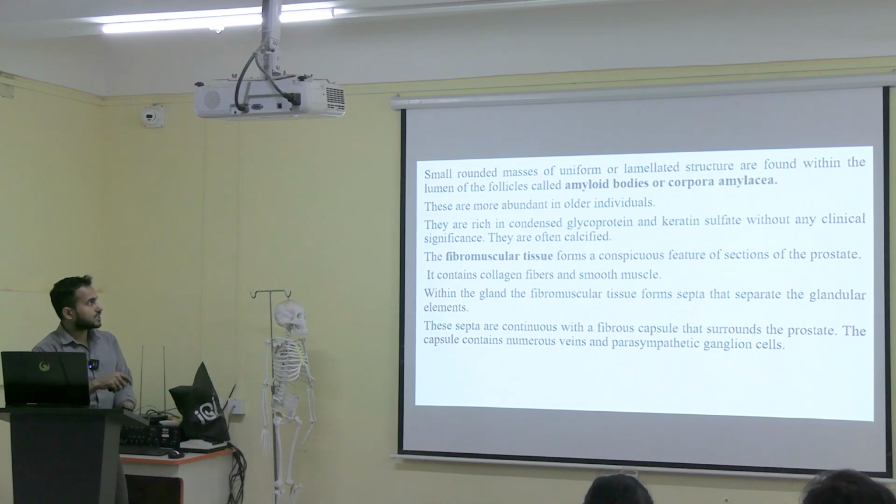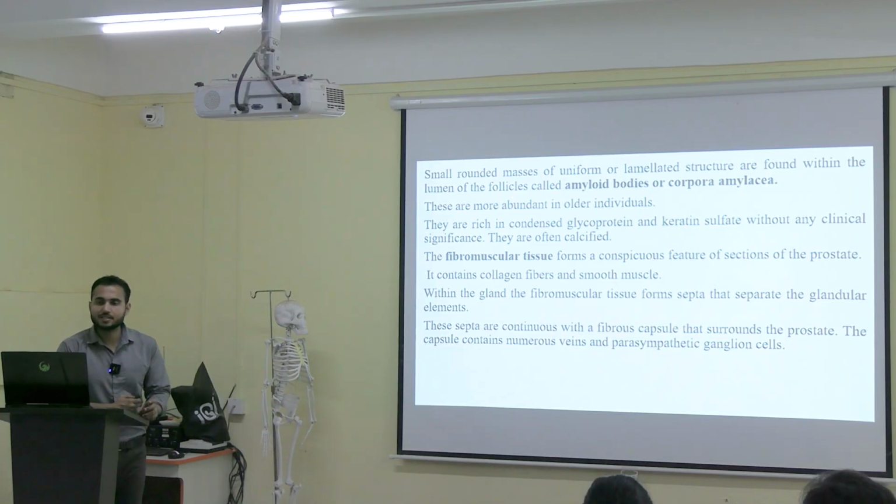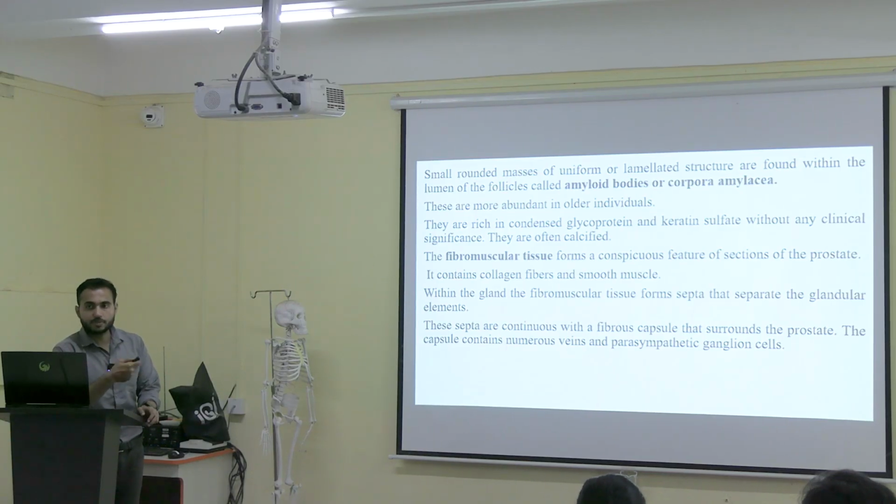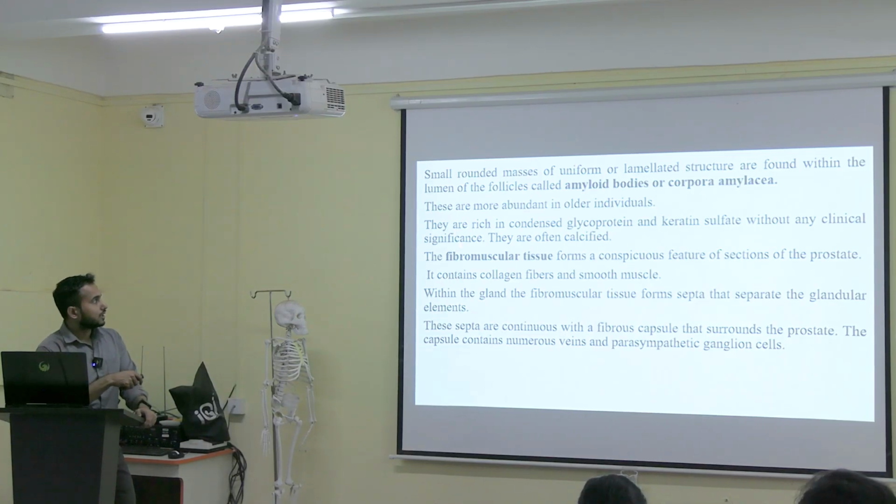Next, the rounded mass of uniform lamellated structure, which are found inside the follicles. If you see the follicles, in some of them lamellated structures are found inside, and these are called amyloid bodies or corpora amylacea. Now they are abundant in old individuals, that means in old people it is more. Functional significance is unknown till now, why they are present. Now they are rich in condensed glycoprotein, keratin sulfate, without any clinical significance.